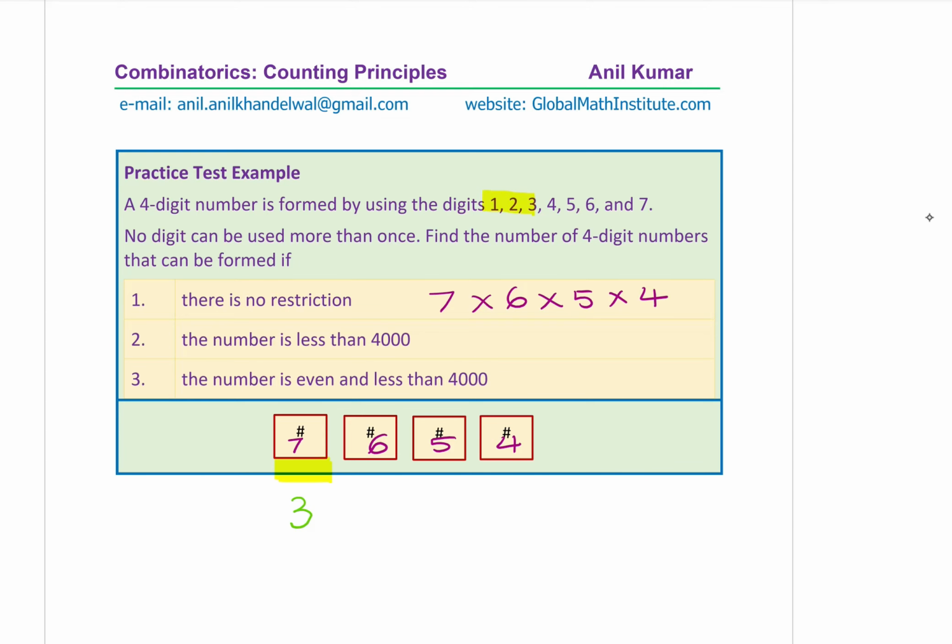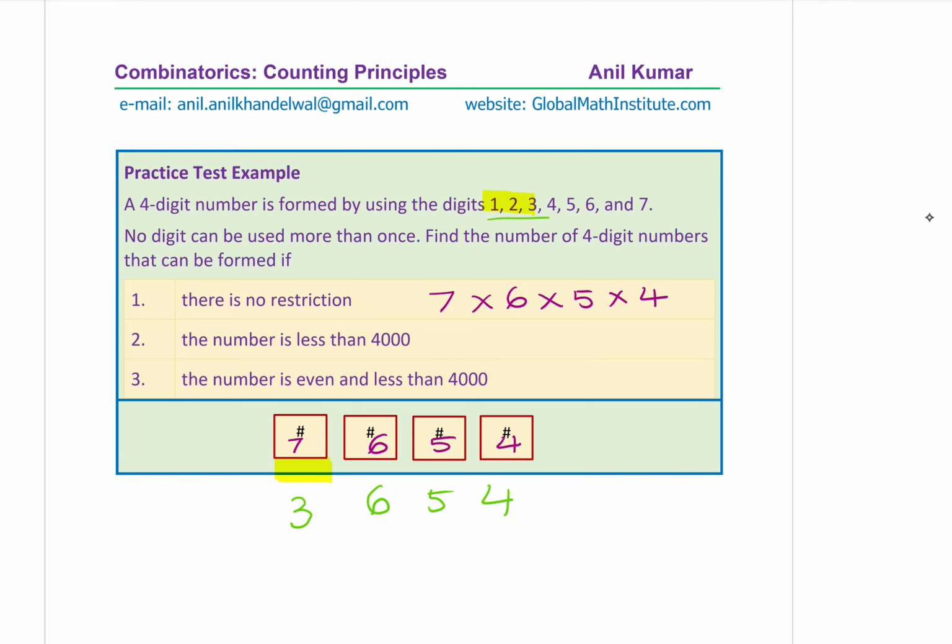Now, if I choose one of these 3 for the 1,000 place, in that case, I am left with 6 options, and there is no restriction to that. Any 6 of those could be now chosen. The number is going to be less than 4,000 for sure, and then 5 and then 4.